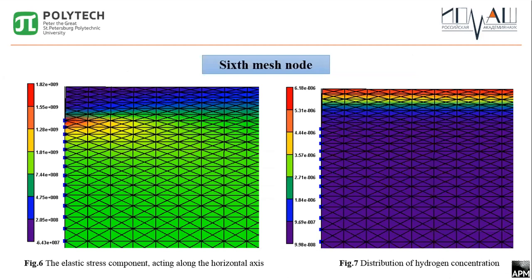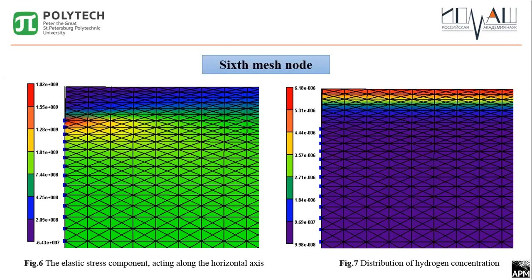The time elapsed between the fulfillment of the fracture criterion at the fifth and sixth mesh node was 185.78 seconds. The critical hydrogen concentration was 0.281 ppm. The distribution of the elastic stress component and resulting hydrogen concentration are shown in figures 6 and 7 respectively. It's obvious that the level of tensile stresses acting near the concentrator will steadily increase as the crack propagates.